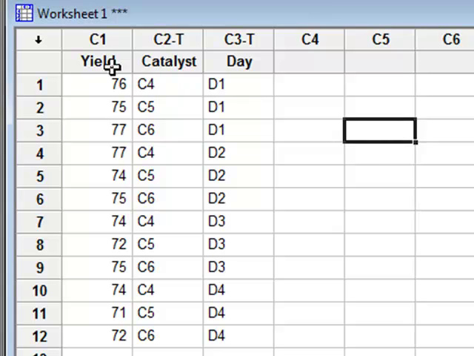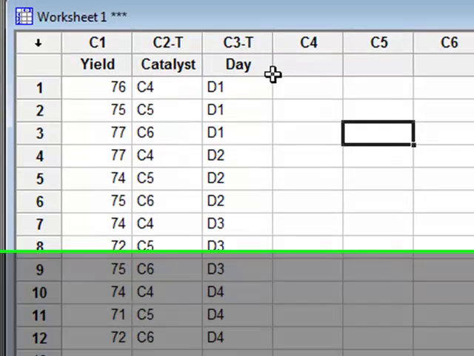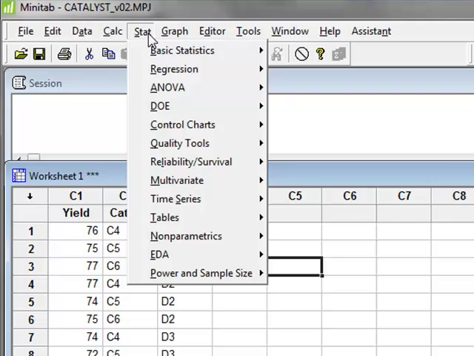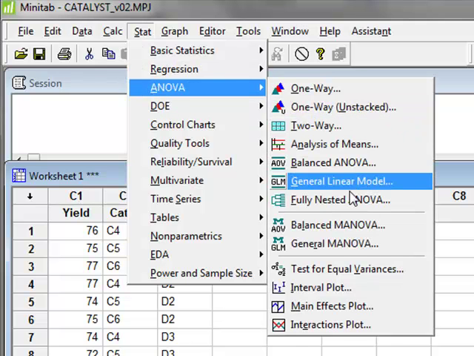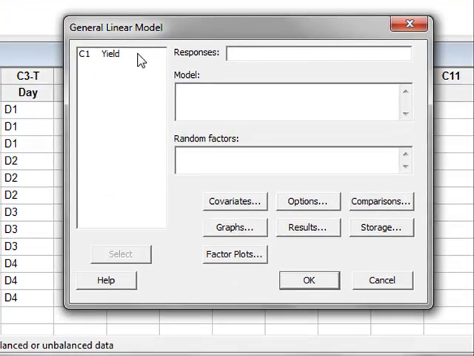To analyze for the effects of both catalysts and day, we will use an ANOVA and we will use a general linear model. The response variable is yield. We either double click on yield or we press select to enter into responses. And for the model, we will use the factors catalyst and day. And we will run the analysis.